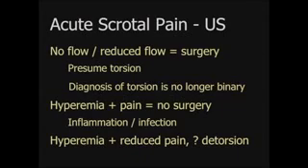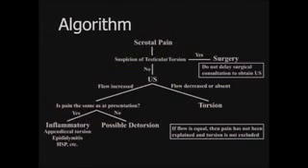Now, if you have hyperemia and reduced pain, you really have to consider detorsion. Okay, that's a fairly classic pattern. So you don't want to miss those kids who detorse and then come back later, like the case I showed with a dead testicle. And just to make this a little bit easier, this is from a paper that I wrote a few years ago, just in graphical form, the same thing that I said. Again, suspicious torsion, scrotal pain, reduced flow, go to surgery.